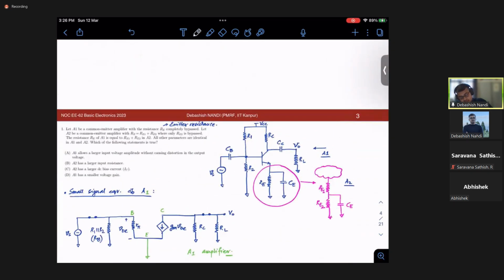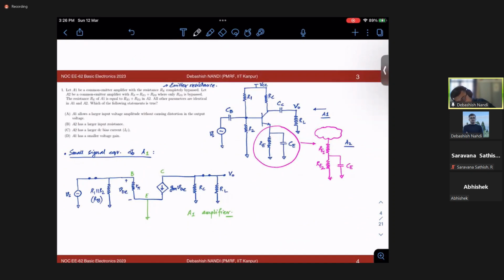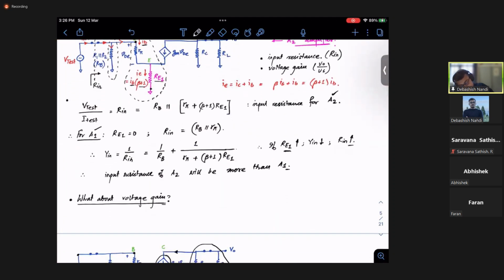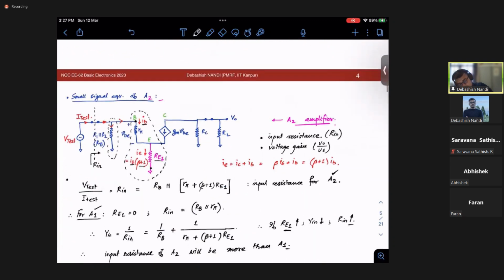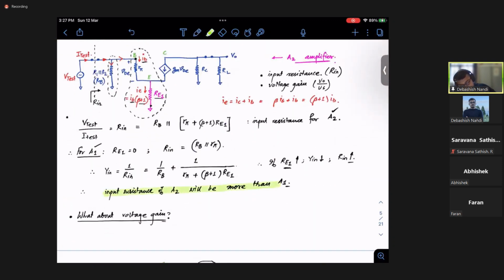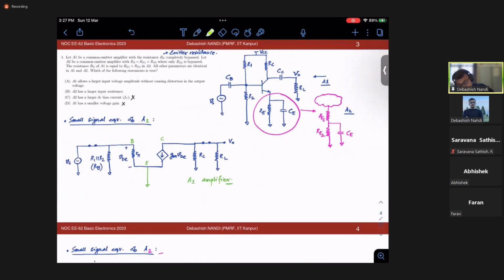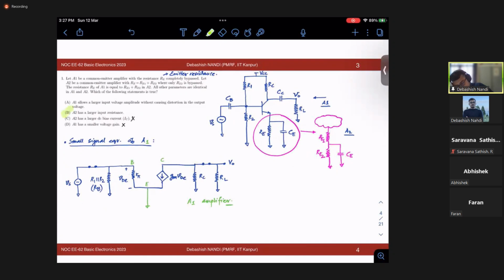So let us go back and check the options. A1 has a smaller voltage gain. This is wrong. A2 has a larger DC bias current. DC bias current has nothing to do with this. A2 has a larger input resistance. Did we find that? Input resistance for A2 will be more than A1. Yes. This is one conclusion we have drawn, and this is another conclusion we have drawn. So your answer would be B. A1 has a larger input voltage amplitude without causing distortion. This is from the linearity point of view, which has nothing to do with this emitter resistance, right?